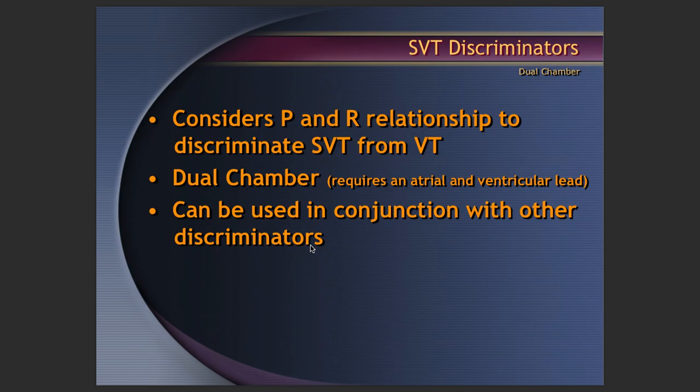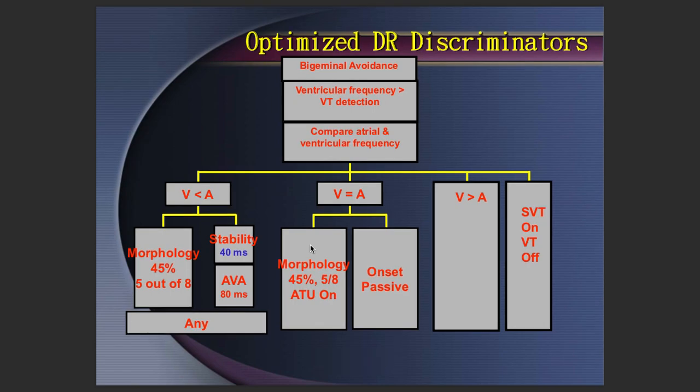So you always have to be careful. Whenever you're trying to discriminate SVT from VT, consider the relationship of P and R. Similarly, if it is a dual chamber device, it is going to be much easier. And never depend on only one algorithm. Try to apply as many algorithms as possible. This is going to make your diagnosis better and better.